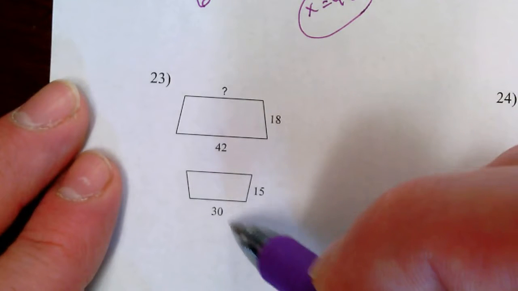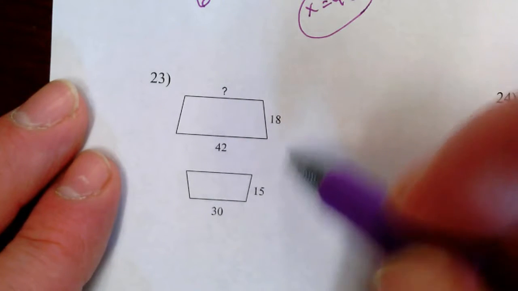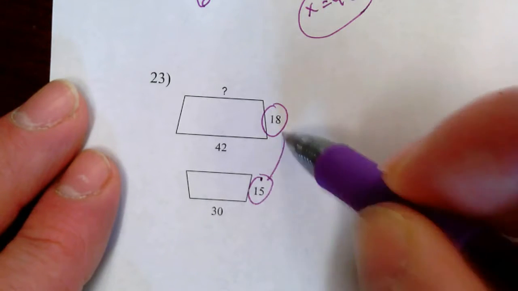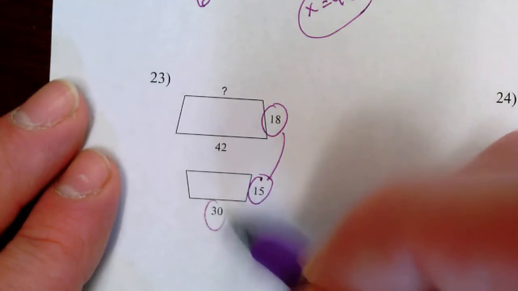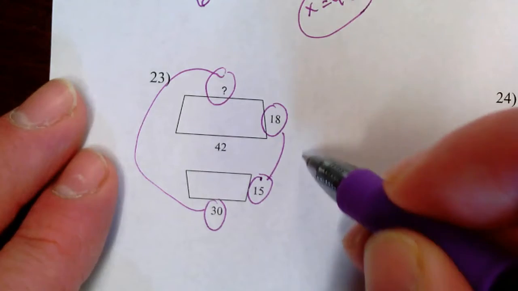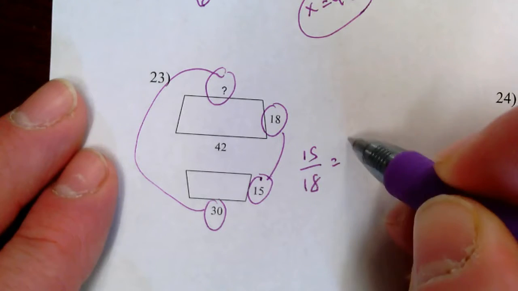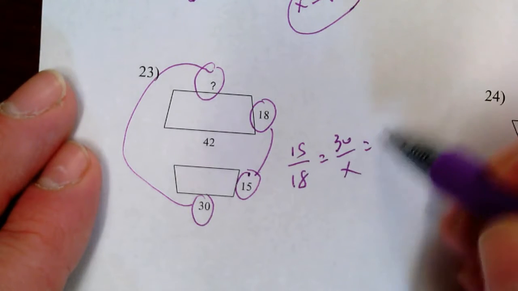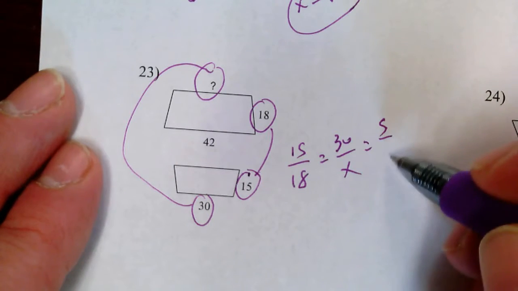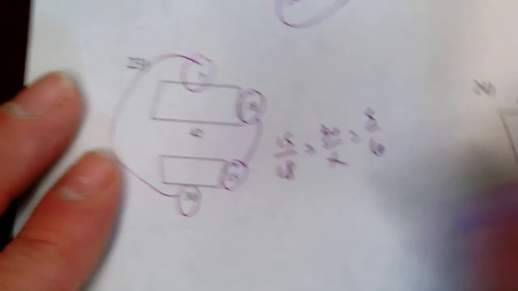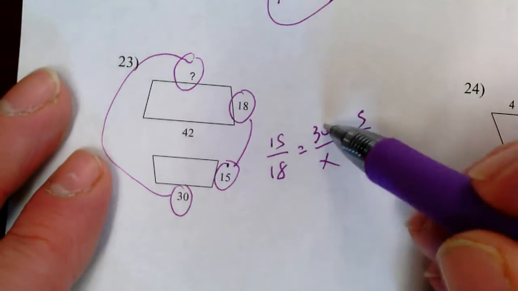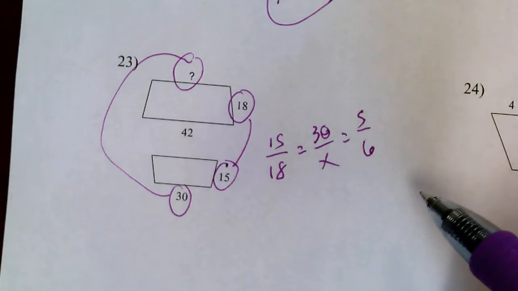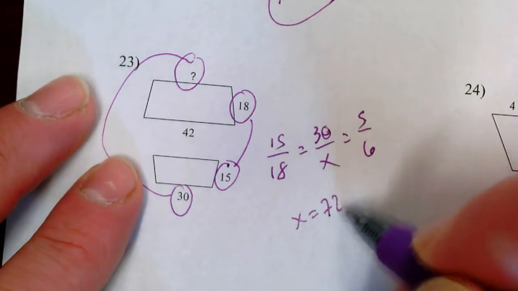Here we go. Looks like we would have 15 to 18, and presumably 30 to the mystery number. So 15 to 18 equals 30 to the mystery number x. 15 over 18, divide both by 3, that's 5 over 6. So let's see, cross multiply and divide. 6 times 30 is 360, divided by 5 is, well, divided by 10 would be 36 times 2 is 72. So x equals 72.